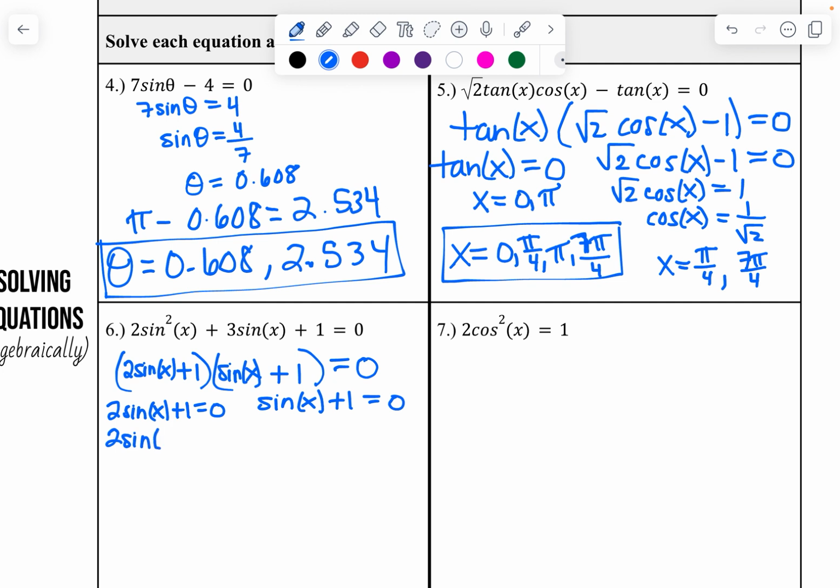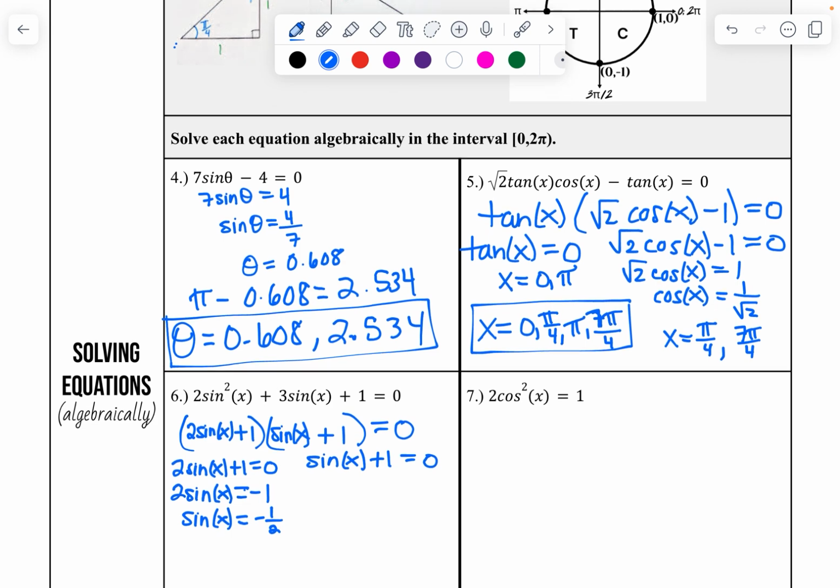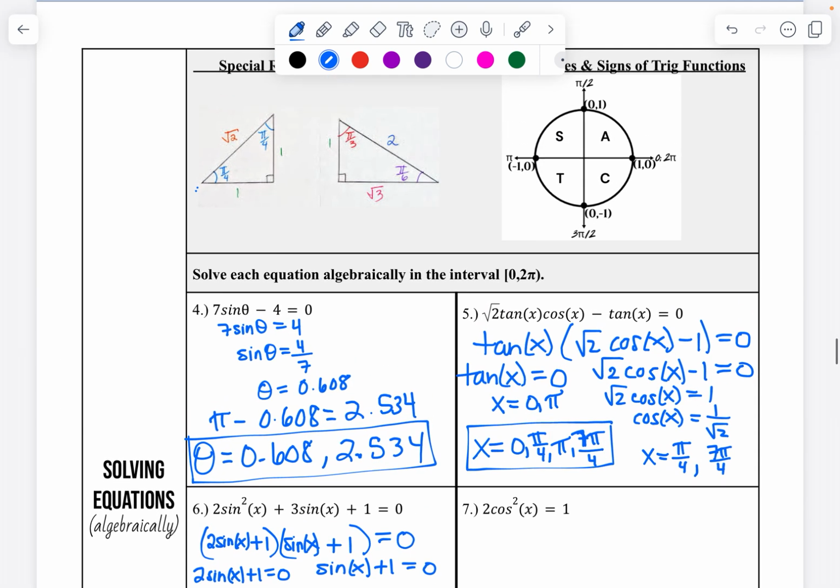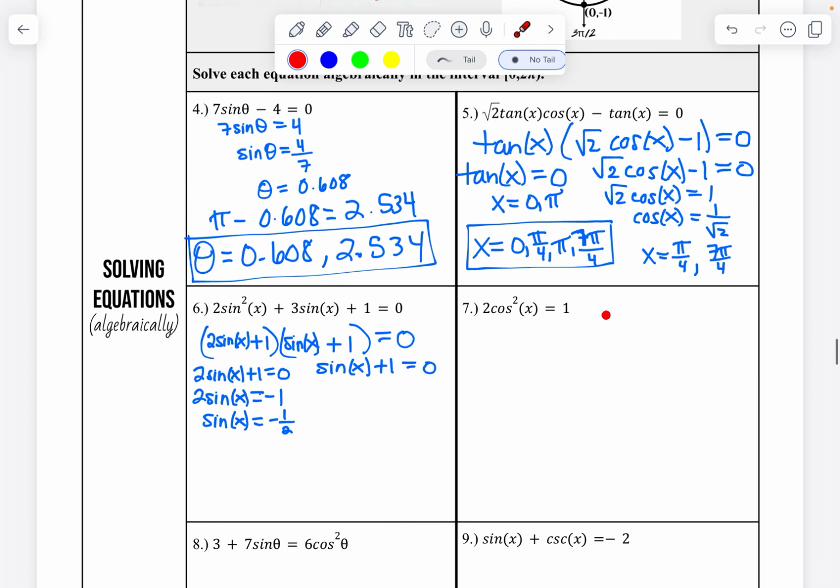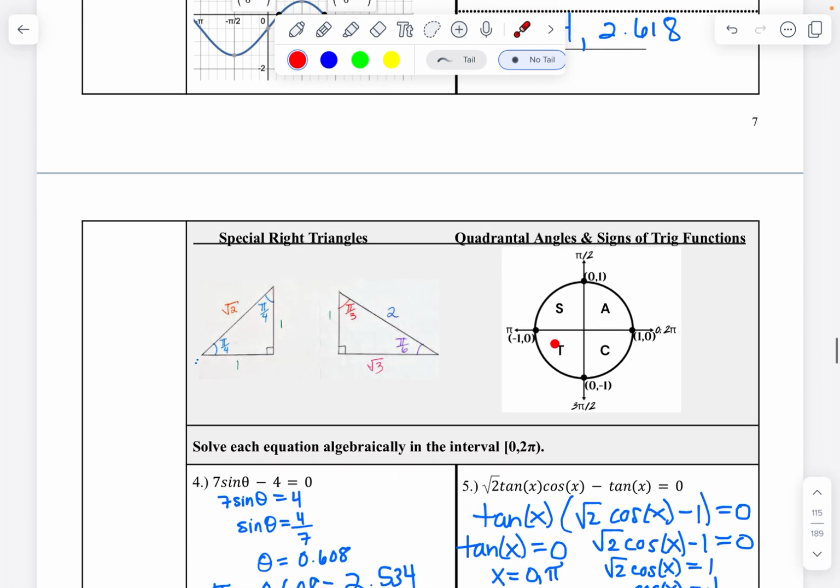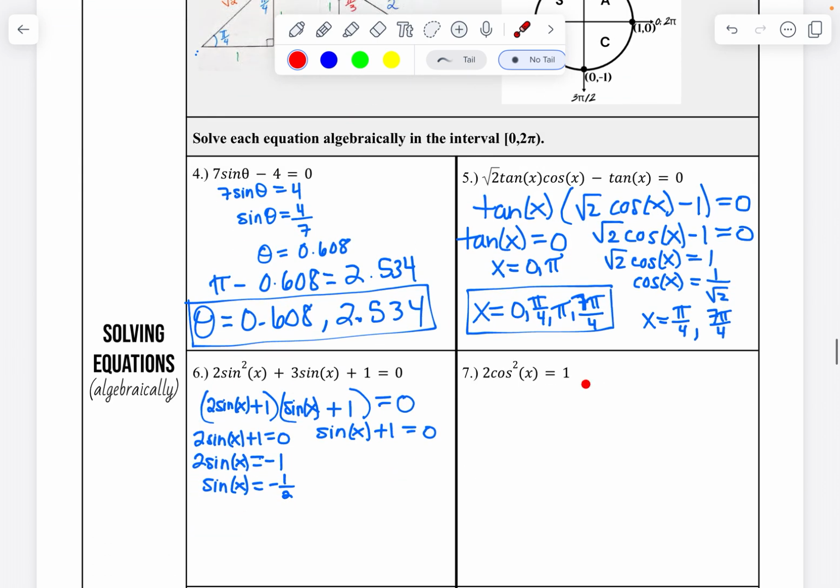So for the first one, I'll subtract the 1 over, and then I'll divide by the 2. So I'm looking for angle measures that give me a sine of -1/2. All right, well, to get a sine of 1/2, opposite over hypotenuse for sine, that's pi sixths. But if we want sine to be negative, we've got to be down in quadrants 3 or 4. So again, pi sixths, but we need it down here and here. So pi plus pi sixths will give us 7 pi over 6, and 2 pi minus pi sixths would give us 11 pi over 6.